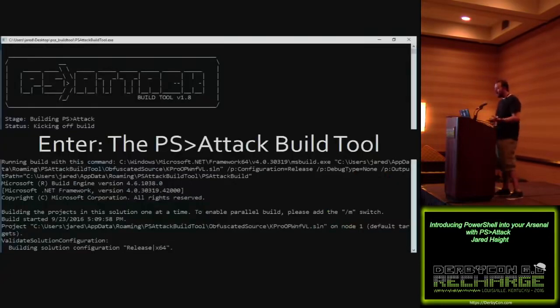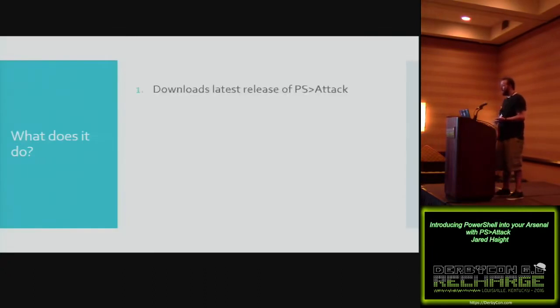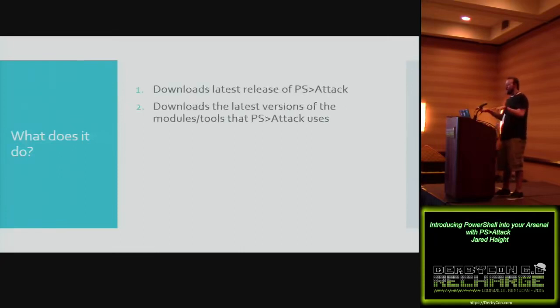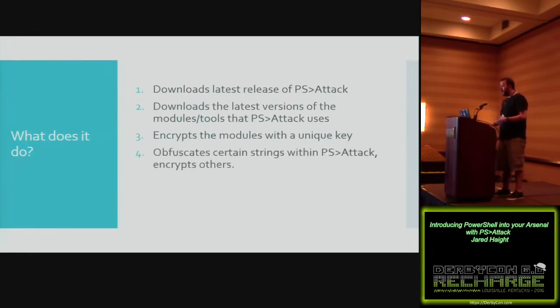So I created the PSAttack build tool. What the PSAttack build tool does is it downloads the latest release of PSAttack. It downloads all the modules and stuff that it depends on, encrypts those with a unique key, and then, this is new, it goes through the PSAttack source code and looks for common strings like PSAttack and replaces those with random strings now. So kind of trying to get rid of the static signatures that AV might be picking up on. And then it compiles all this for you.